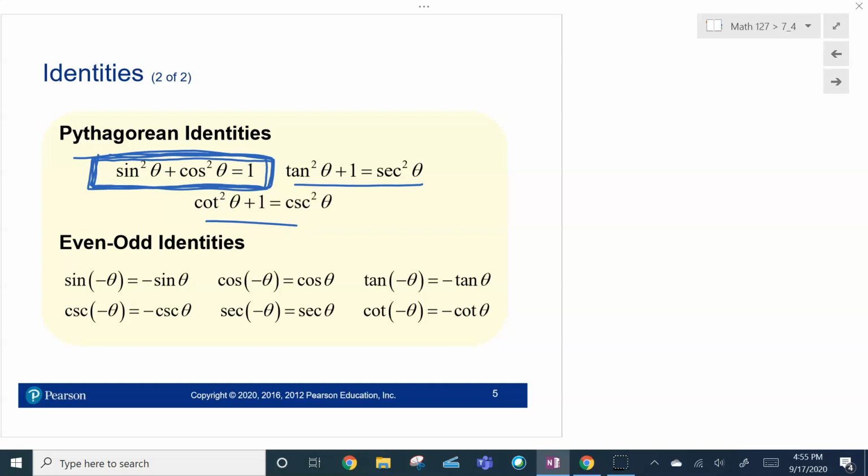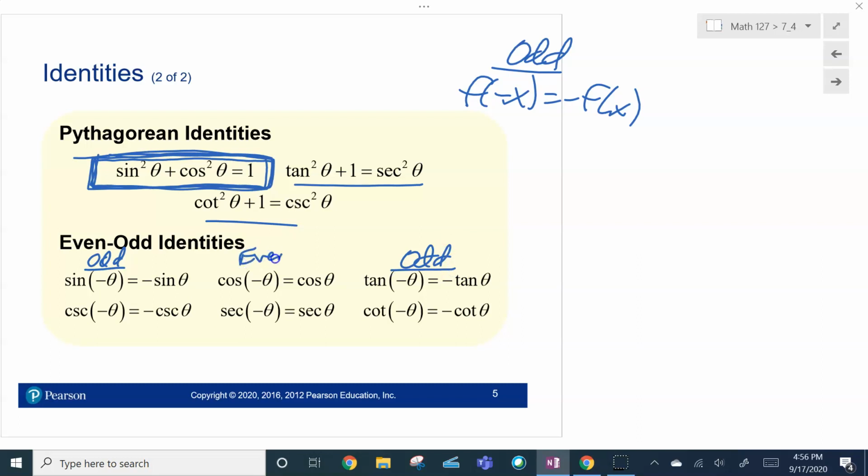Okay, even-odd identities. If you remember, the sine is odd, right? Remember, odd means f of negative x is negative f of x. So tangent and sine are odd, and they have reciprocals there. Whereas the cosine is an even function. Even functions mean f of negative x equals f of x, kind of like y equals x squared. Right? Odd is kind of like y equals x cubed.